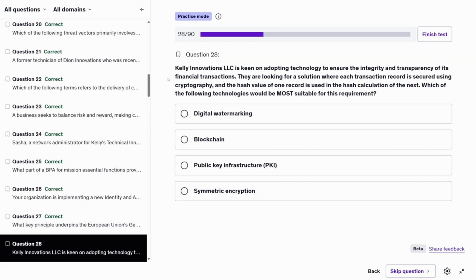Kelly Innovations LLC is keen on adopting technology to ensure the integrity and transparency of its financial transactions. They are looking for a solution where each transaction record is secured using cryptography, and the hash value of one record is used in the hash calculation of the next. Which of the following technologies would be most suitable for this requirement? And the answer here is blockchain.